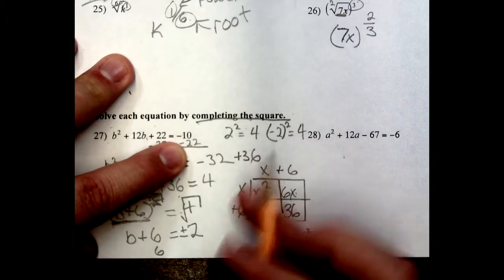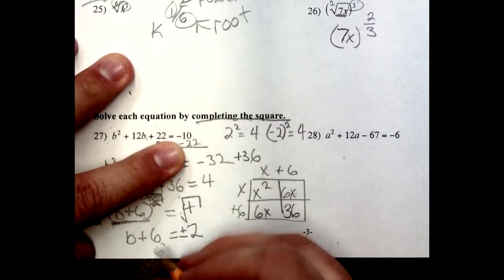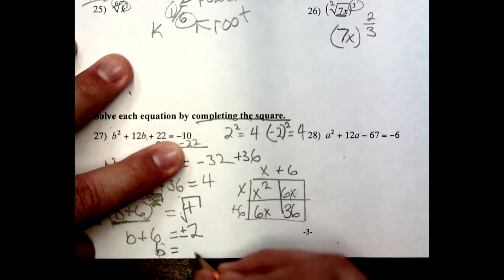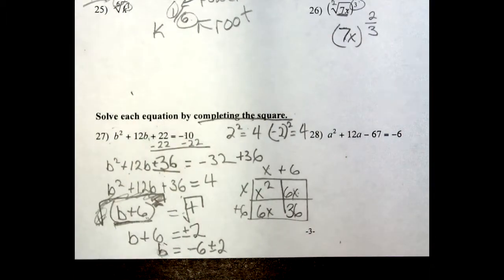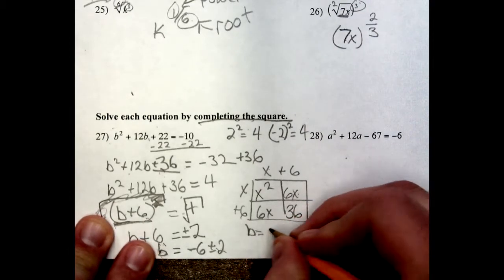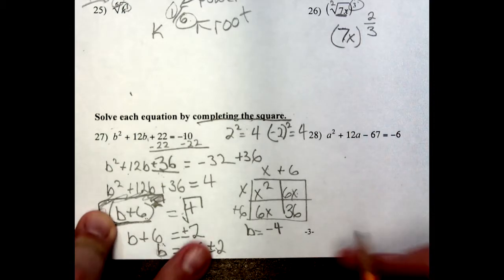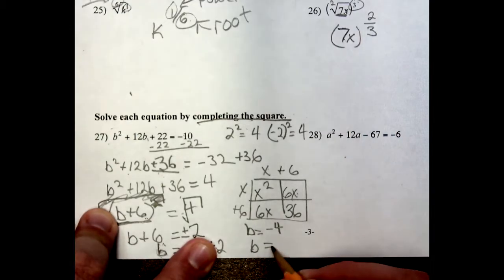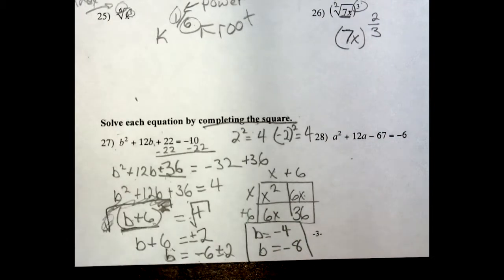So now my final answer is b. If I subtract 6 from both sides, and I'm running out of paper, I'm going to say that b is equal to negative 6 plus or minus 2. So now what's negative 6 plus 2? Well, that means that b can equal negative 4, or negative 6 minus 2, which means b can also equal negative 8. These are our two solutions.